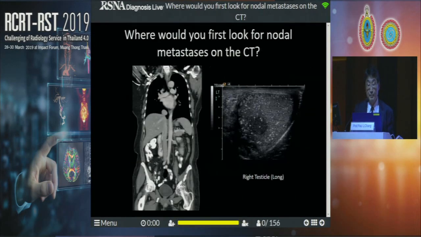Excellent. Okay, here's our first touch question. You should see a coronal CT and an ultrasound of the scrotum. And what I want you to tell me is, this is my favorite question I ask medical students at the University of Chicago. Where should you first look for nodal metastases? Click and submit.